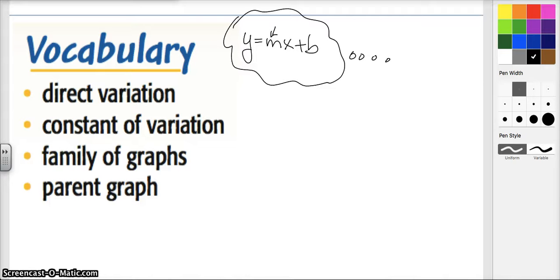b thing isn't there. So direct variation is defined as a relationship between two variables where one variable is equal to k times another variable. You can think about this like so many things have this kind of relationship.